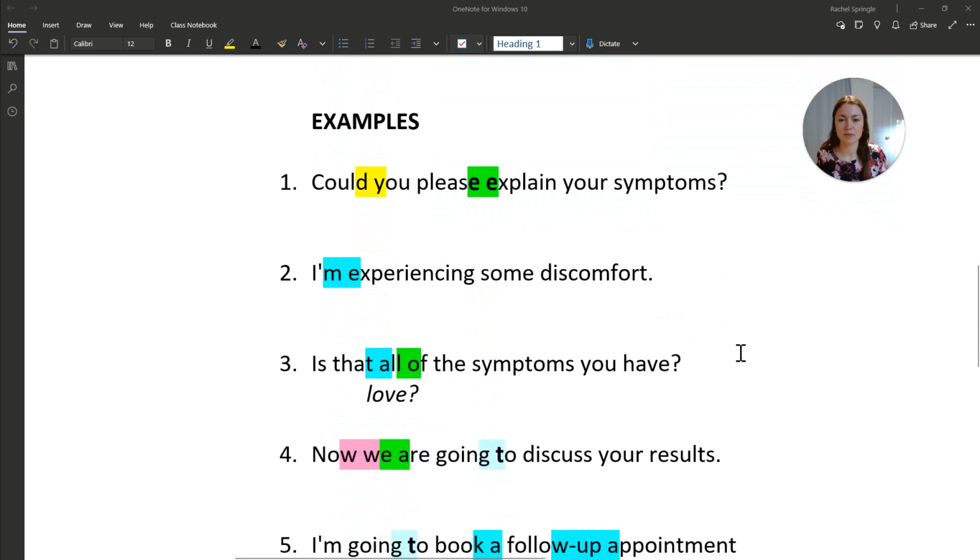So let's take example 1 here. And what do we see? Well, 2 things are happening. We have this example of the d and the y becoming a j. So we have, again, "could you." And then here we have the e on "please" and the ick on "explain."